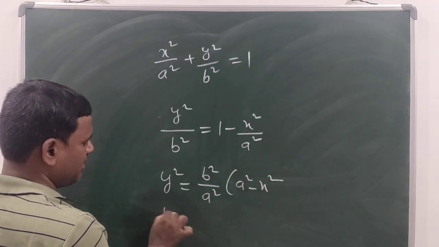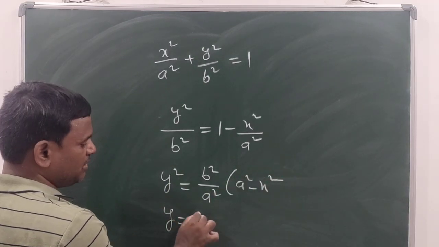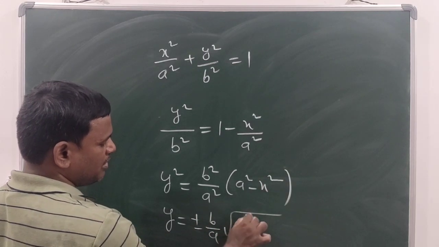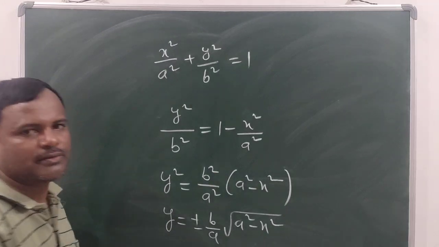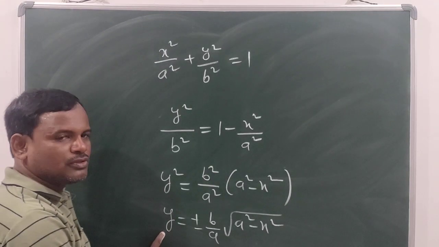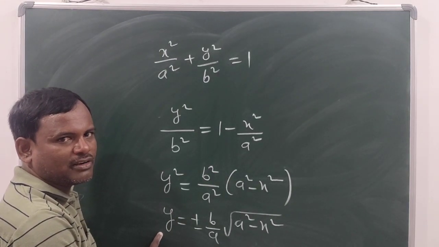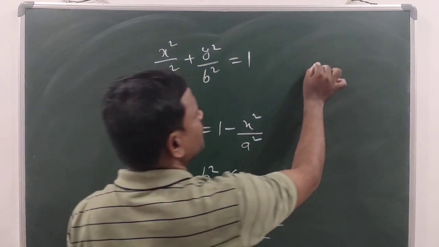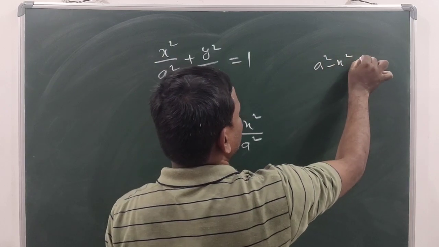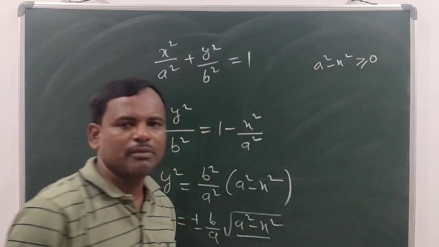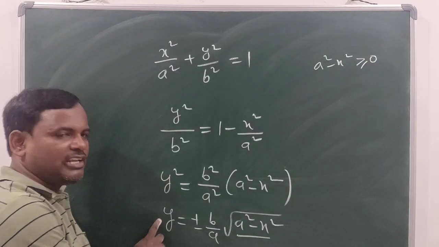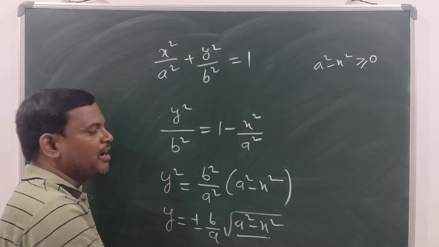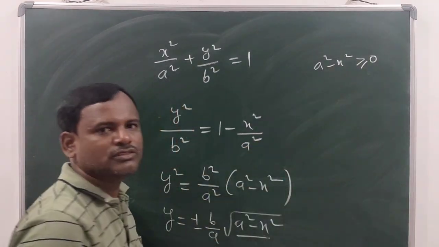When you transfer the square to that side, y equals plus or minus b by a root of (a square minus x square). Suppose y is a real number, so this value, a square minus x square, must be greater than or equal to 0. Am I right? When do you get a real value for y? Whenever this is either 0 or positive.